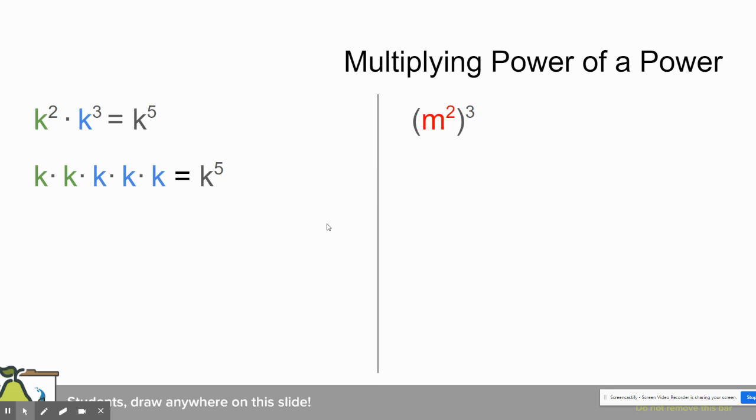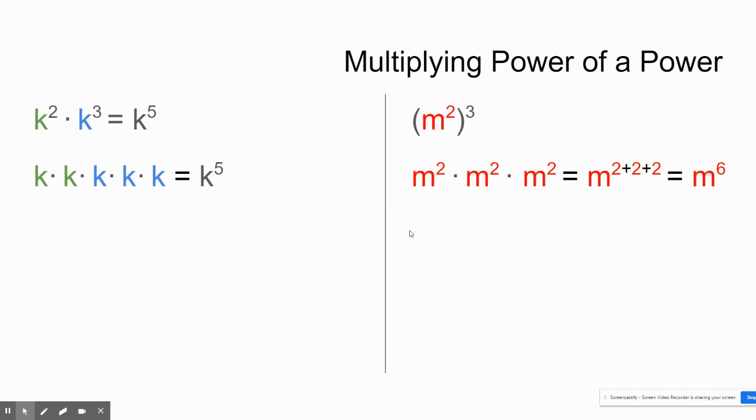What do you think? And go ahead and draw so you don't have to type this out. The exponents are a bit of a pain. What do you think m to the second raised to the third power is? Because now we're multiplying a power of a power. I want you to see how the next one compares to it.